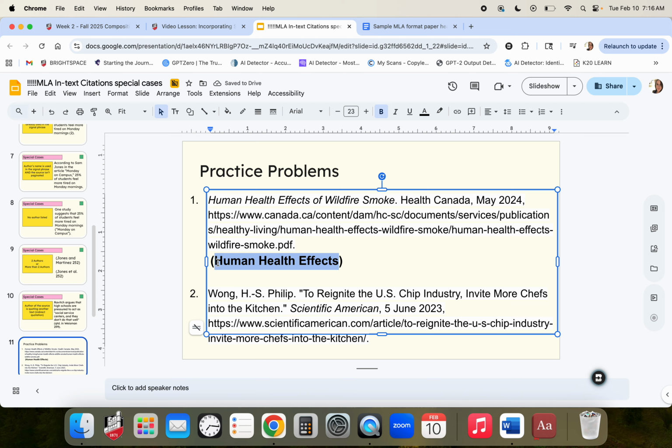Okay, and it's not going to be in bold, but in italics because it's in italics here. It needs to match. This one here, Wong H.S. Philip. So last name is Wong. It looks like we don't have any page numbers. So for this one, the parenthetical citation would simply be Wong.